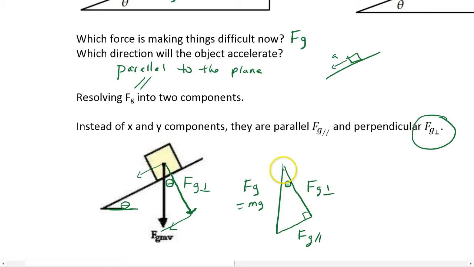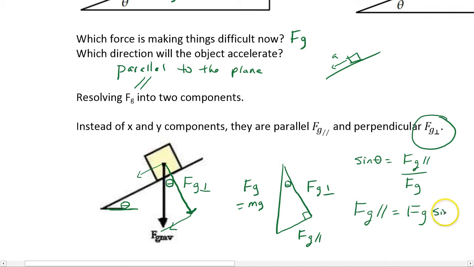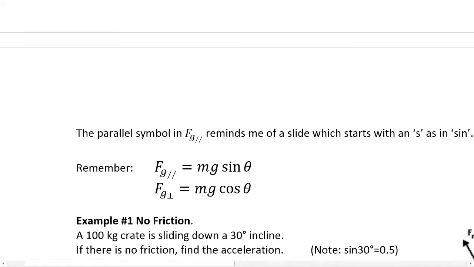Well, mg is my hypotenuse and FG parallel is the opposite side. So I'm thinking here that we would use the sine of theta, which would be equal to the opposite, FG parallel, over FG. In other words, if we're solving for FG parallel, it would be equal to FG times the sine of theta, or another way to write it, FG parallel will be equal to mg sine theta.